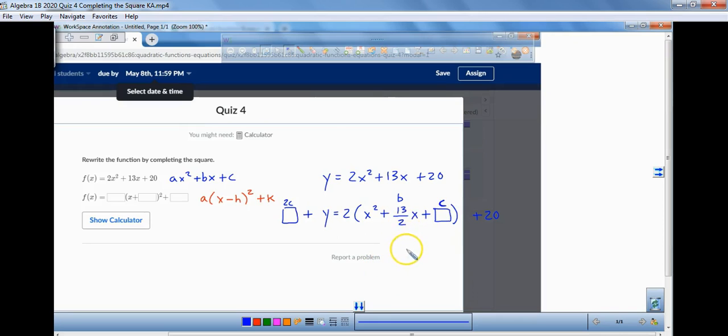So here we go. We'll take the b value, which is 13 over 2, and we are going to take half of it, so we're going to multiply it by a half, and then we are going to square it, which will become 13 over 4 squared, which becomes 169 over 16. So that's what we're going to put in for the c value, 169 over 16. And then on the other side, we're going to do 169 over 8. And you'll see how we do this, because when you double 169 over 16, it actually becomes 169 over 8.